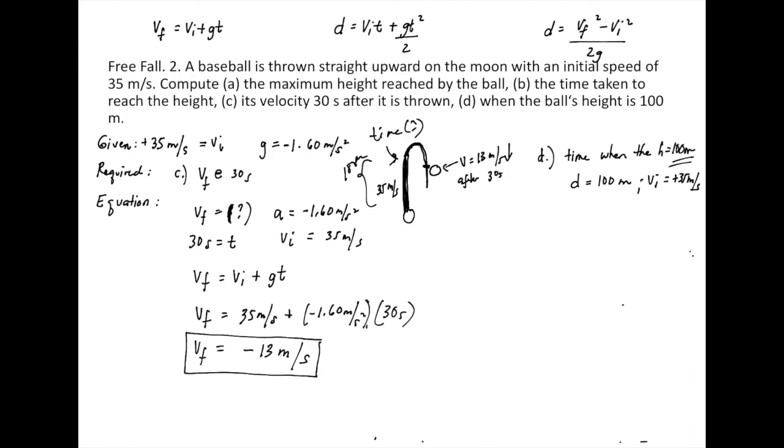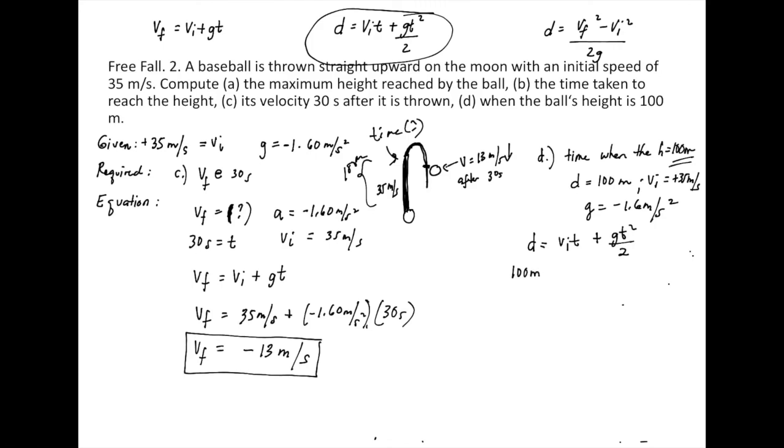We also have the g, which is negative 1.6 meter per second squared. Now we can try to compute, and the best equation for that is this one. So we have d equals v_i t plus g t squared divided by 2. Now let's try to solve this.